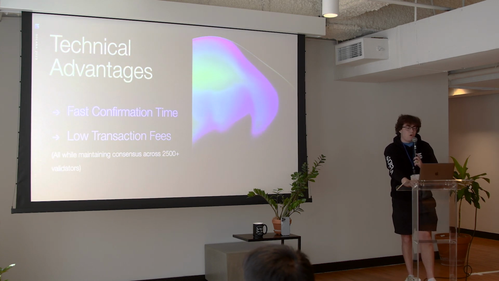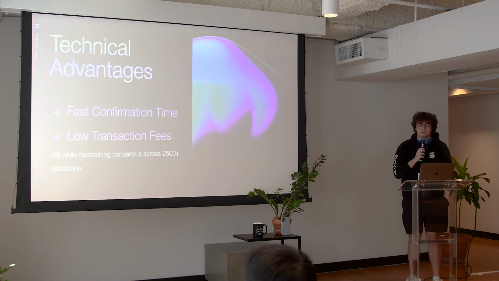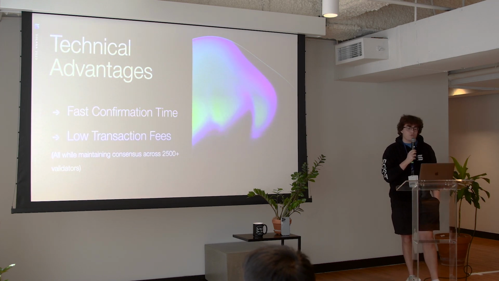Obviously, this is all while maintaining a pretty robust consensus across a network of over 2,500 decentralized validators, all in parallel. And these competitive advantages lend themselves quite well to specific UX improvements. Users don't have to wait more than a second to know whether their transactions have gone through or not, and they pay a negligibly low amount to get their transactions included in blocks.